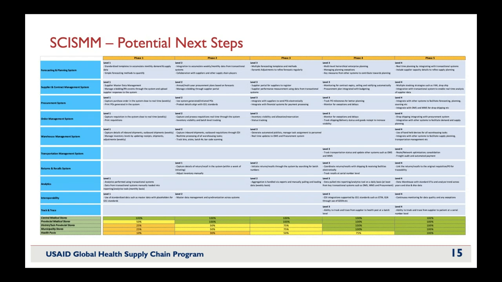The idea was that once a country or an organization does the assessment and they understand at what level across these various supply chain functionalities they stand today, they can define, based on their priorities, where they want to get to, and they can approach this in a phased way. Here we have identified five different phases, but depending on the country's appetite and priorities, they can determine whether they want to do it in multiple quarters, multiple months, or multiple years.